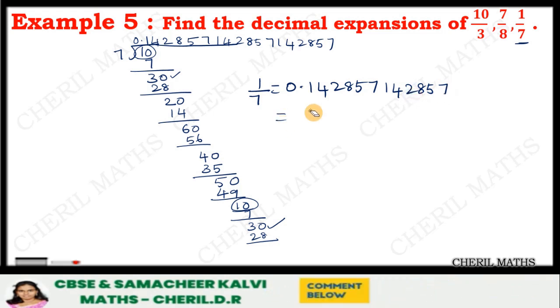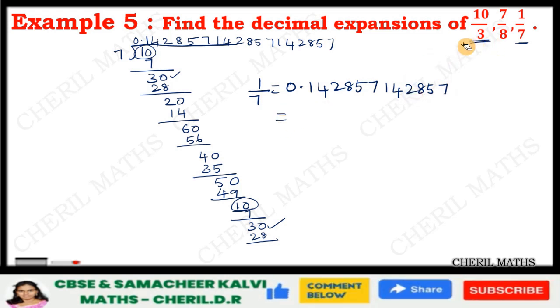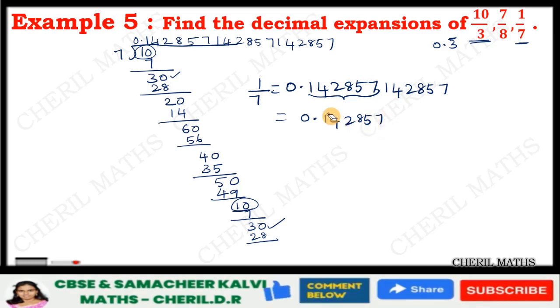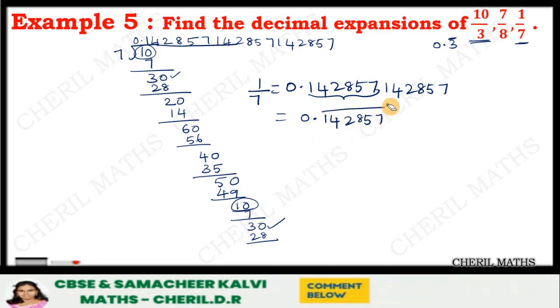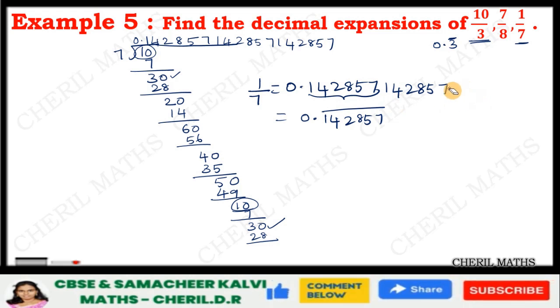0.142857142857. When we saw the first one, 10 by 3, I told you when you have 0.333, we can put a bar here. But this is a pattern. Where is the pattern repeating? After this, so you can put a bar after this, 2857. You just put a bar here. It means that the entire pattern will again repeat like this. After this again it will repeat.